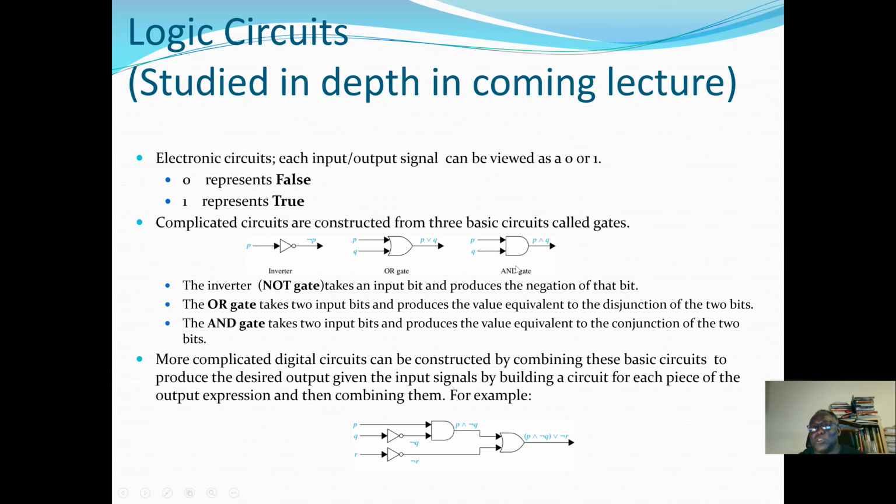So we know that AND means product. So this means if input P is 1 and Q input is 1, then the output will be 1. If P is 1 and Q is 0, the output will be 0, because 1 times 0 is 0. 0 times 1 is 0. If both of them are 0, the output will be 0. When we say 0, we mean it's false. And when we say 1, we mean it's true. OR gate is plus. So true will give us true. True and false also give us true, because 1 plus 0 is still 1. AND is product, so 1 times 0 is 0.